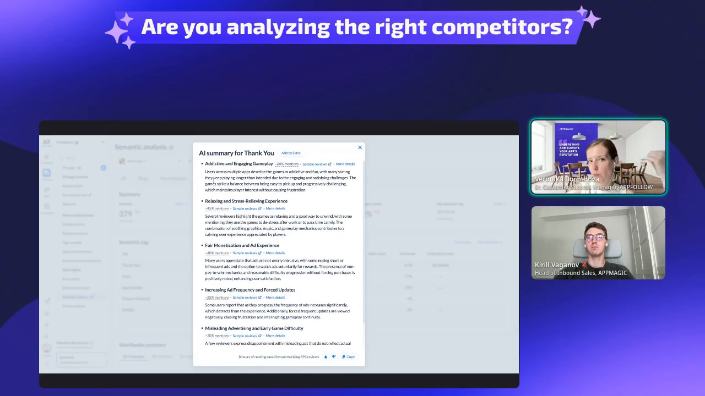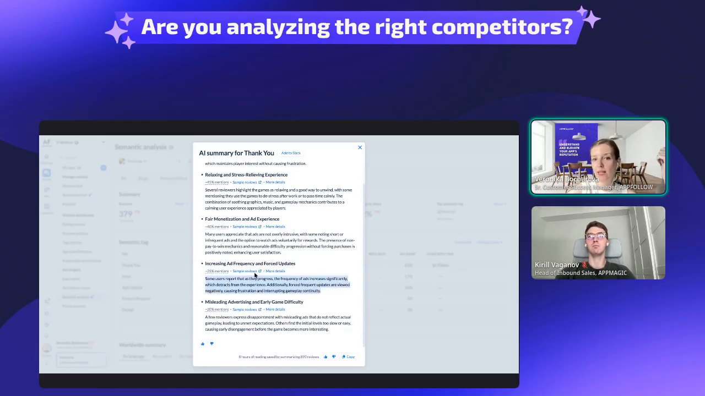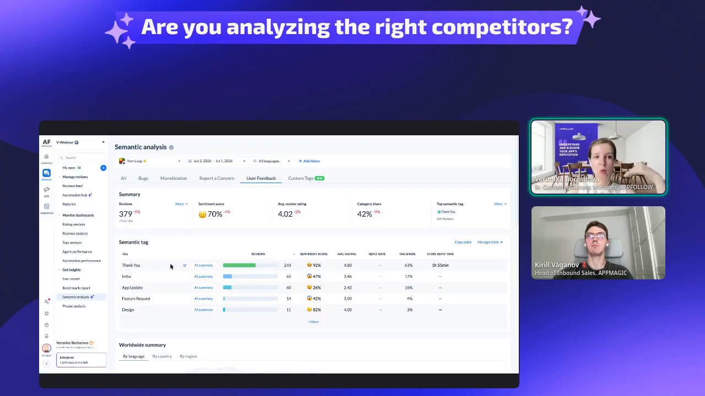So even though users praise the gameplay and the challenges in the game, they complain about the ads and the forced updates. So if this is a strategy you can avoid, and if the monetization issues users might be complaining about, or the monetization strategy that users actually like, and you learn about that from these summaries, is something you can replicate and you can learn from, that's amazing. But this is still quite a brief analysis of the feedback that we got.